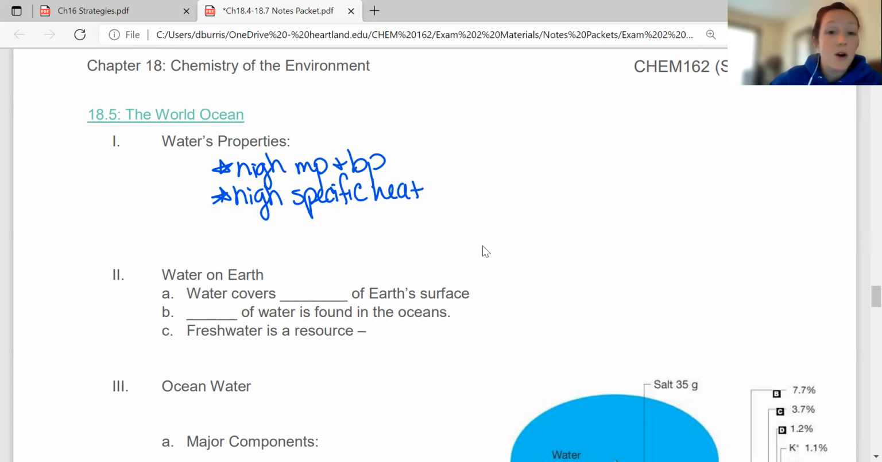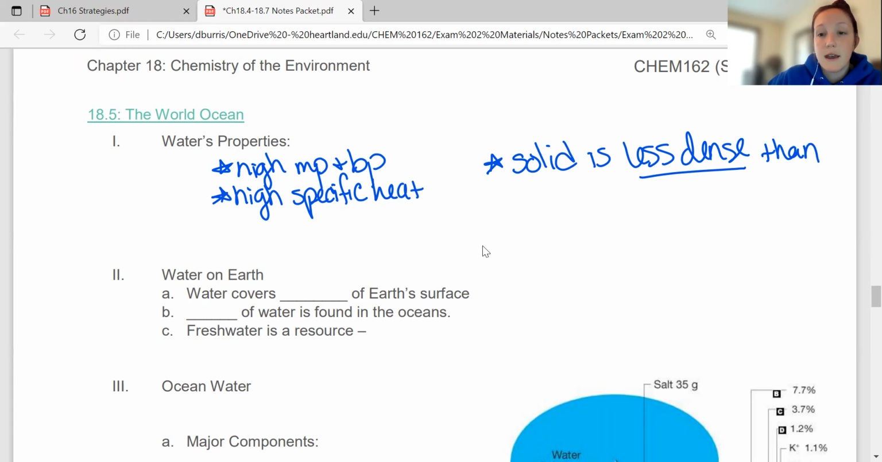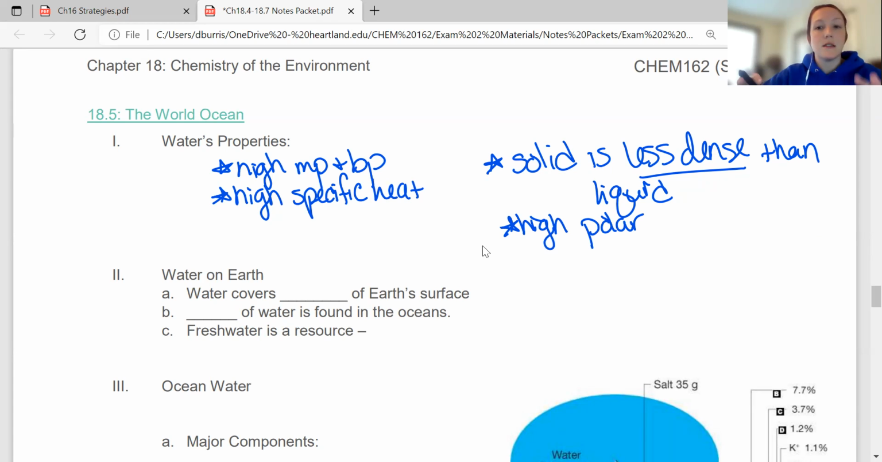Okay, it's also, and this is atypical, its solid is less dense than its liquid. Solid is less dense than liquid. And that's why ice floats. Most things, as they become solid, everything gets closer together and it's more dense. And that is not the case for water. And it is also very polar. That's why chemists like it, because it can dissolve all of those polar and ionic things. Okay. So these are the kind of properties that are really important for us on Earth.